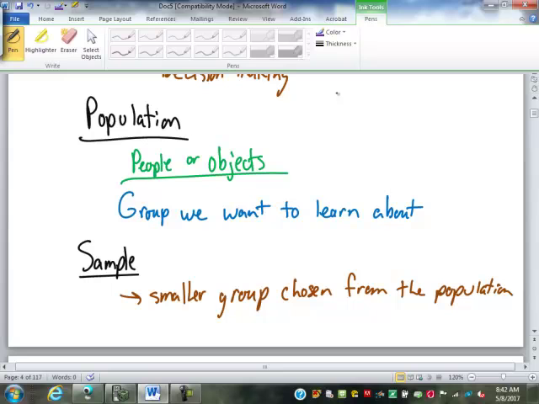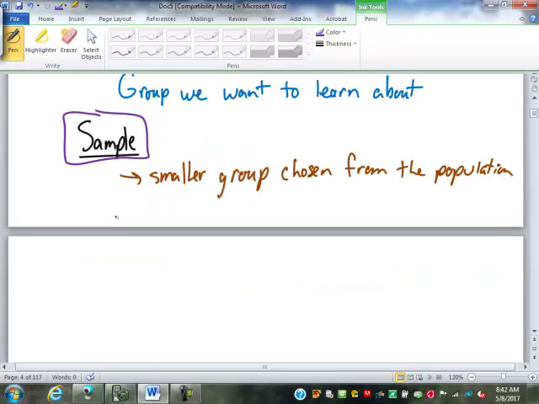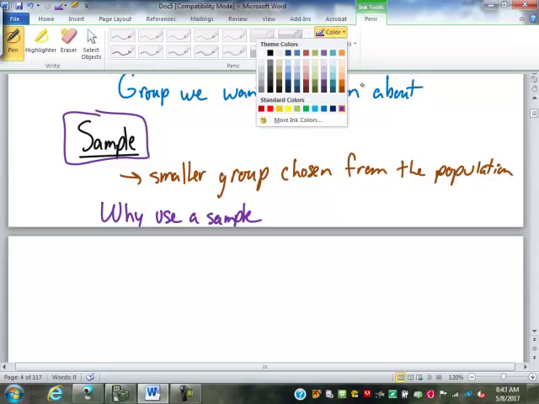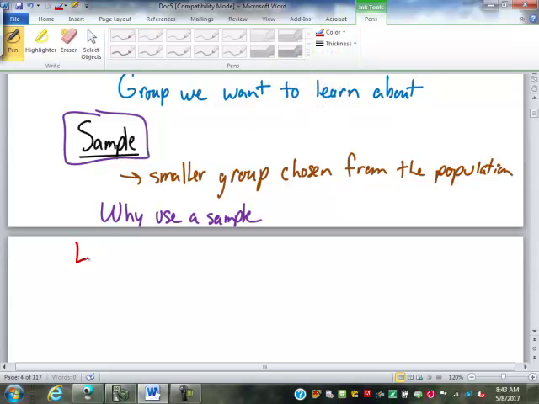And the most basic concept in statistics, the most basic construct in statistics, is choosing that sample and how we choose that sample. But first, let's talk about why we choose a sample. And I should qualify this for a large population.